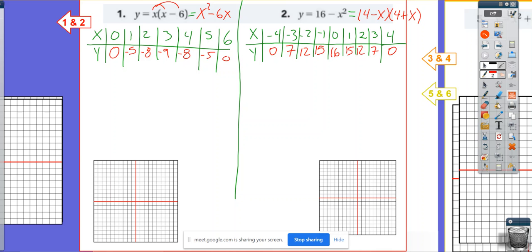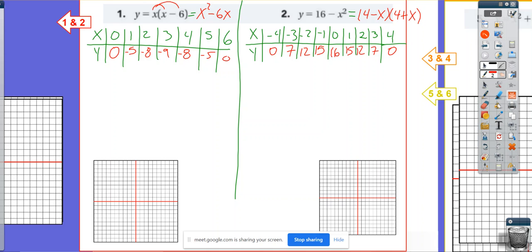I love parabolas because you only have to do half the work. That's much nicer. All right, so now we're going to connect the equations with the important points. The x-intercepts, the y-intercept, the line of symmetry, and the vertex.